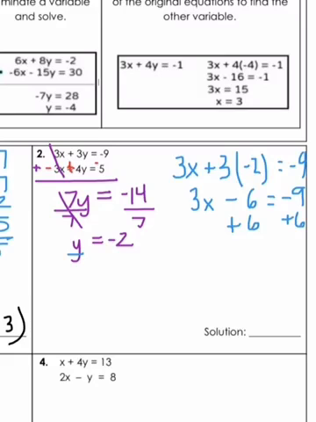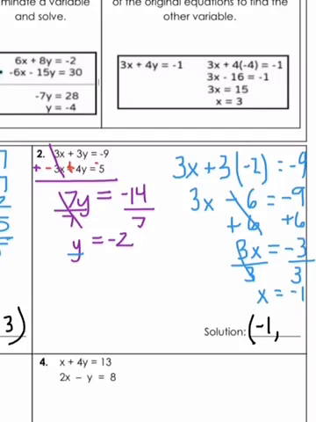Add your 6. 3x equals negative 3. Divide by 3. So x is negative 1. And so to write the solution for this one, our x value goes first, so negative 1, and then our y value goes second, negative 2.